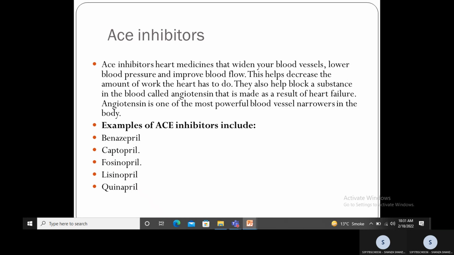Examples of some ACE inhibitors are benazepril, captopril, fosinopril, lisinopril, quinapril. Pril is the suffix that is used in the naming of this medicine.